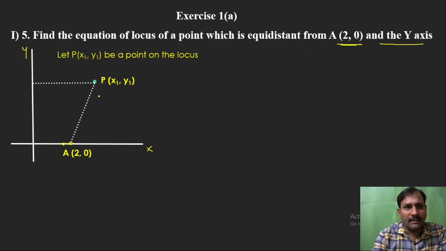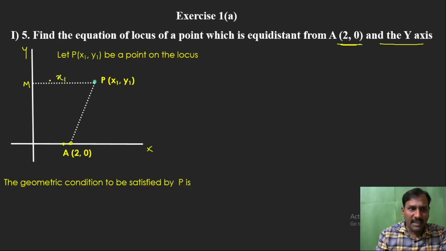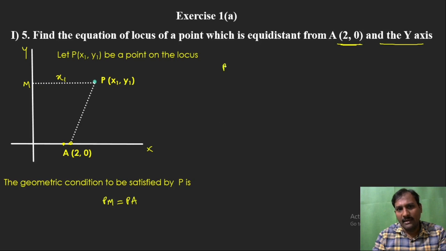Next, this is the distance from the y axis. So let us say this is M, and what is this distance? It is x1. Now what is the condition? PM is equal to PA. So can I say PM square is equal to PA square?